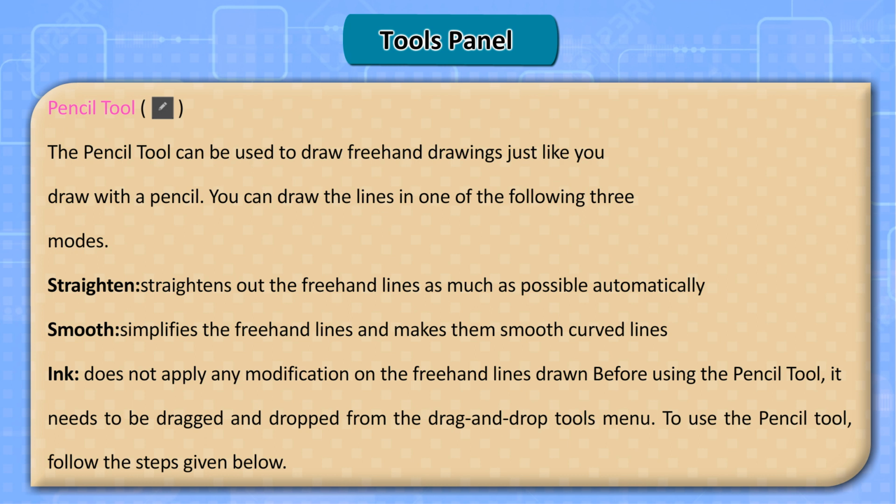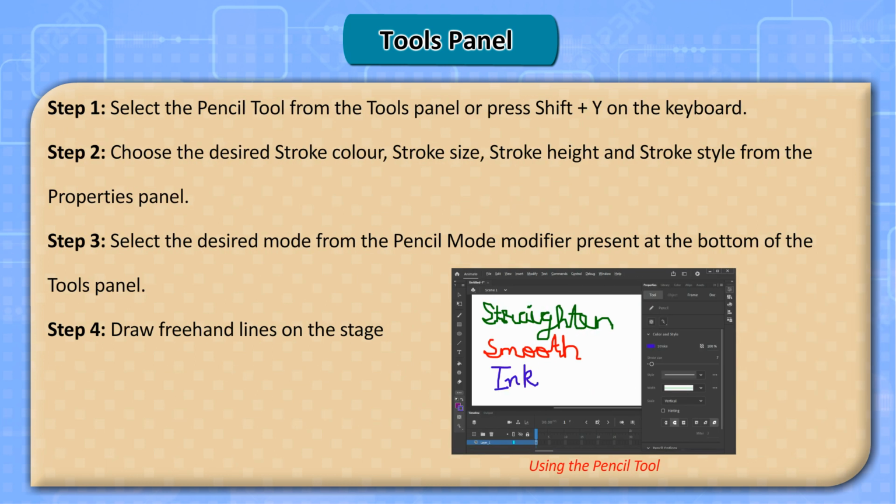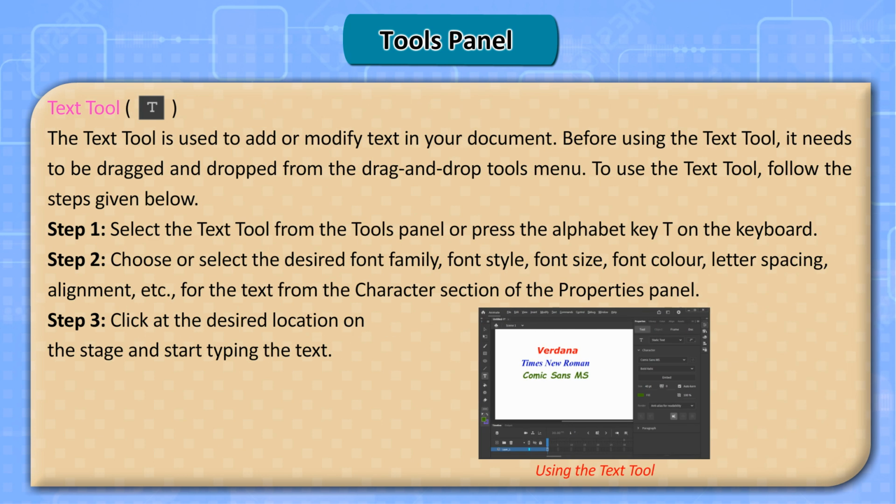To use the Pencil tool, follow the steps given below. Step 1. Select the Pencil tool from the Tools panel or press Shift+Y on the keyboard. Step 2. Choose the desired stroke color, stroke size, stroke height and stroke style from the Properties panel. Step 3. Select the desired mode from the Pencil Mode modifier present at the bottom of the Tools panel. Step 4. Draw freehand lines on the stage. Using the Pencil tool. Text tool.